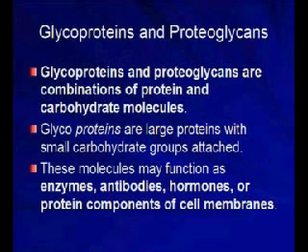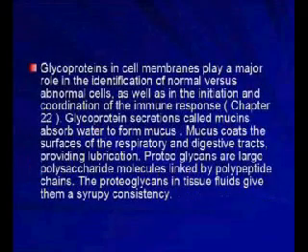Glycoproteins and proteoglycans. Glycoproteins and proteoglycans are combinations of proteins and carbohydrate molecules. Glycoproteins are large proteins with small carbohydrate groups attached. These molecules may function as enzymes, antibodies, hormones, protein components, and cell membranes. Glycoproteins in cell membranes play a major role in the identification of normal versus abnormal cells, as well as the initiation and coordination of the immune response. This will be discussed in more detail later in the lecture series.